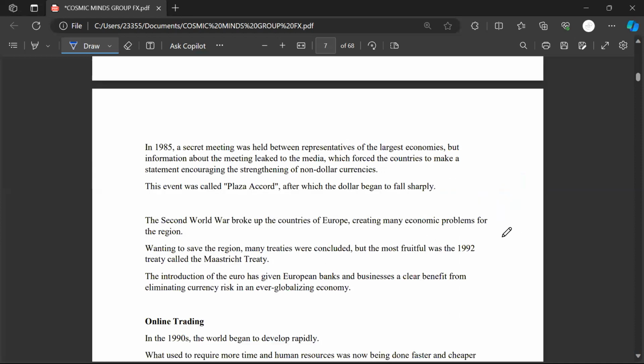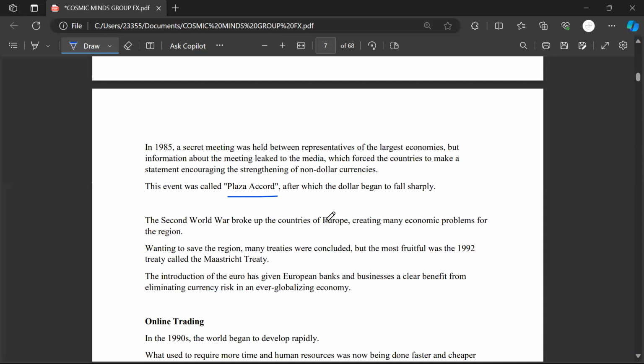In 1985, a secret meeting was held between representatives of the largest economies. But information about the meeting leaked to the media, which forced the countries to make a statement encouraging the strengthening of non-dollar currency, right? So the agenda was to bring in another form of currency for economic dealings, which is different from the dollar. You're fighting against the supremacy of the dollar. And then this Plaza Accord was the system behind it. So this event was called the Plaza Accord, after which the dollar began to fall sharply.